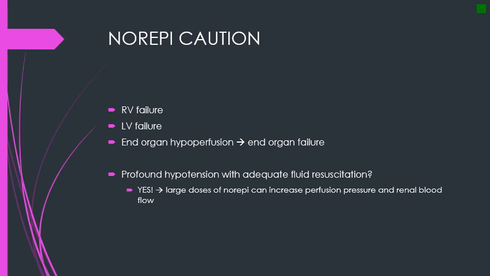Can you use it for patients with profound hypotension as long as you have adequate fluid resuscitation? Absolutely. You can use it and it will help improve the renal blood flow. But if you're using norepinephrine on patients who have bled out, then you're putting them at an increased risk for end organ failure and acute kidney injury. So you want to make sure that there is adequate resuscitation before you start norepinephrine in those patients.